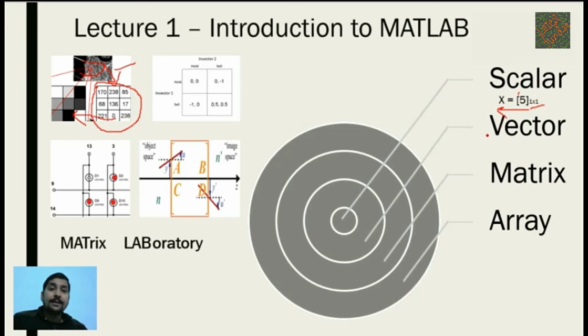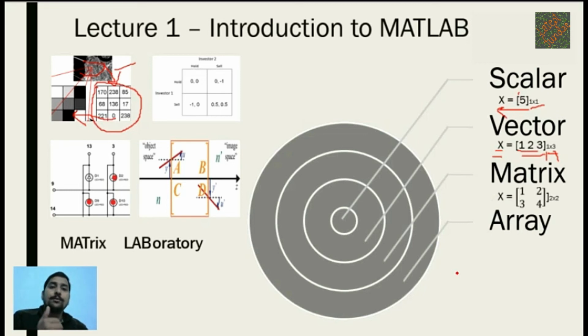A vector is a one-dimensional array or matrix with the size 1 by n or n by 1. The first number indicates the number of rows and the second number indicates the number of columns. Here the x is a row vector with 1, 2, 3 as the elements and its size is 1 by 3. That means the number of rows is 1 and the number of columns is 3.